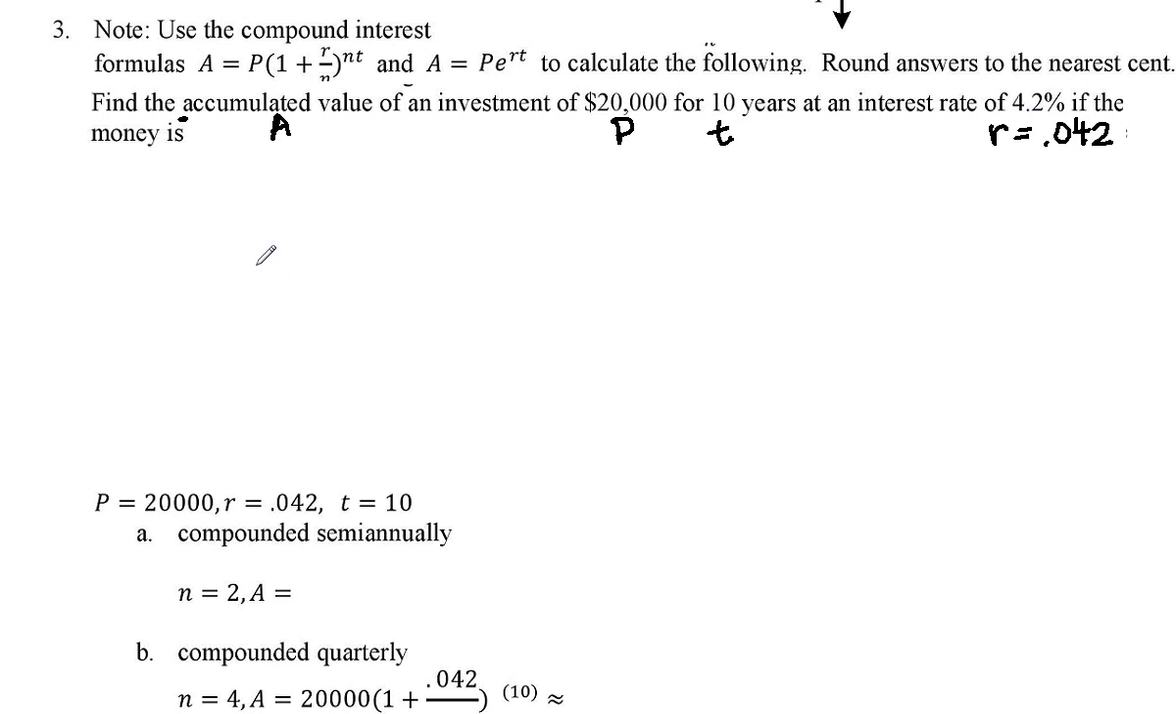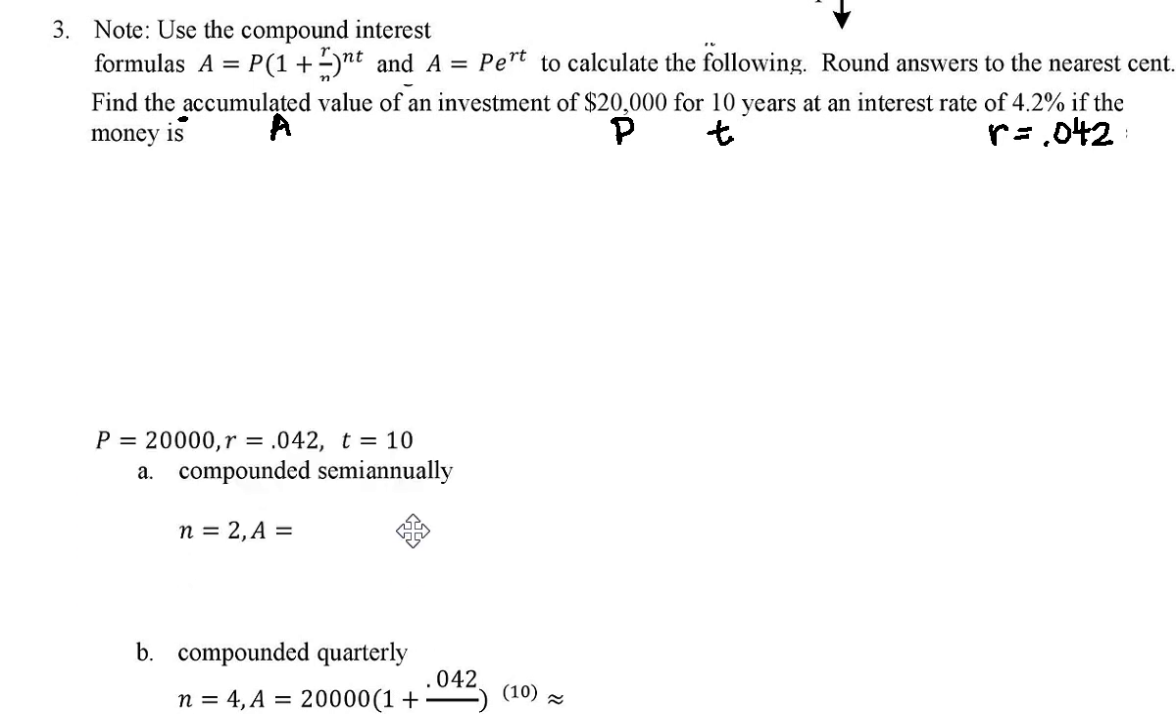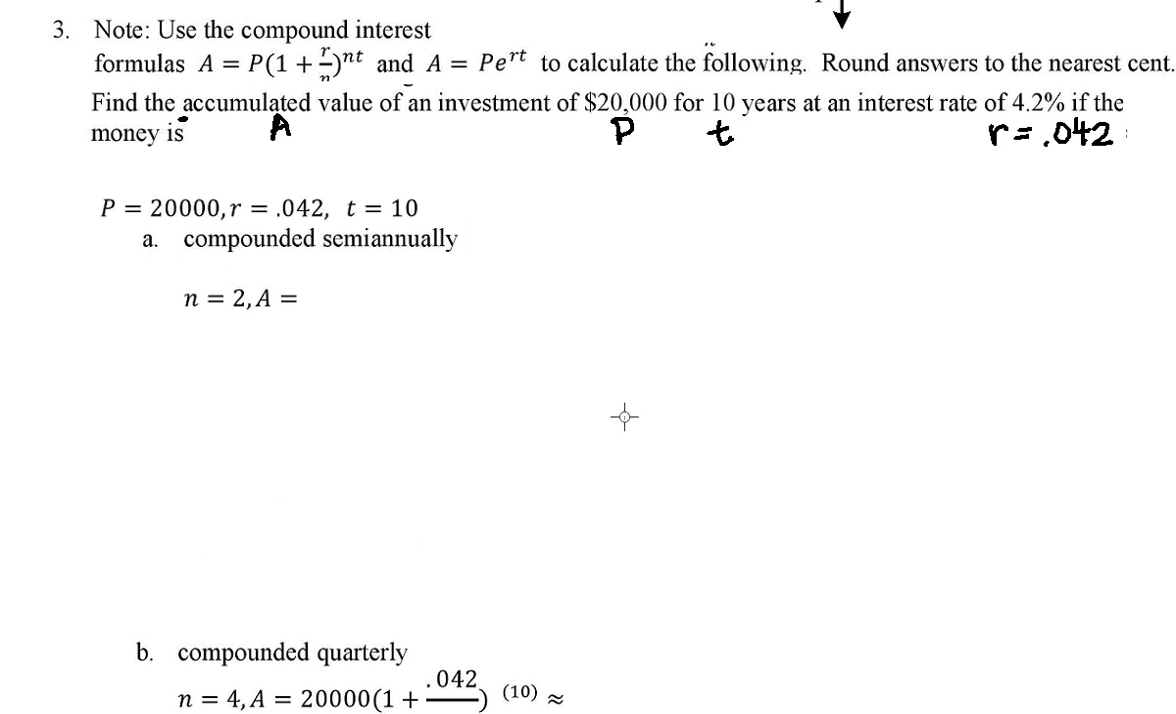So first of all, they want us to do it compounded semi-annually. Go ahead and bring this guy up here. So I went ahead and transferred our values down here. P is 20,000, R is 0.042, and your T is 10. So if you're compounding semi-annually, that means that you have 2 interest periods per year. So that means that N equals 2. So semi-annual is N equal 2.